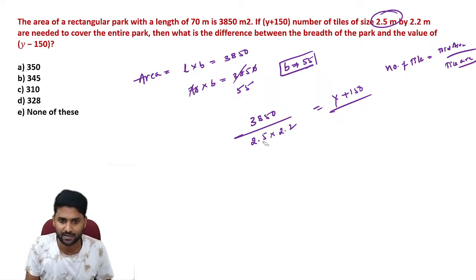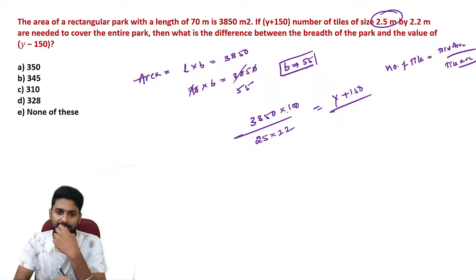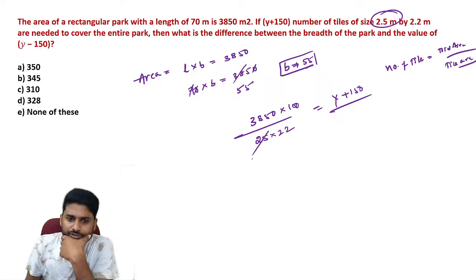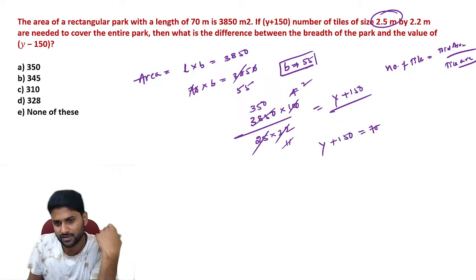Go for the calculation here. Let's take this as 25 into 22, and since it's decimal, we have to take 100 in the numerator. Next, just stick with the calculation here. So 25 is exactly 4 times. Next one, 3850. Again, this is exactly 2 times and this is 11 times. Next, 11 is exactly 3 times. 11 3s are 33, 11 5s are 55, so 350. Then here y plus 150 is equal to 700. Then y is equal to 550.